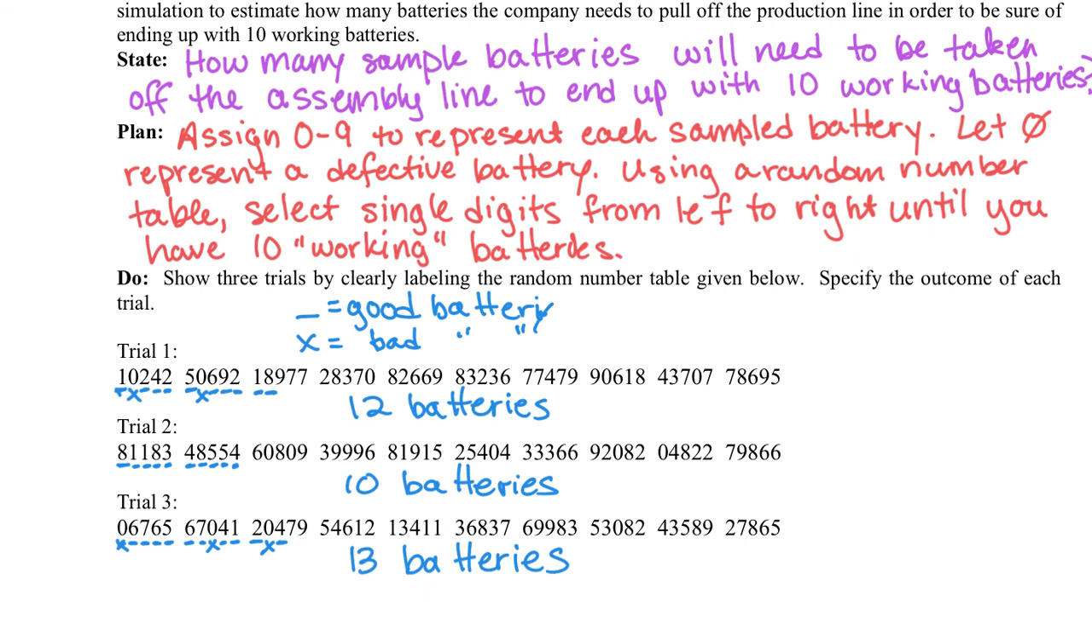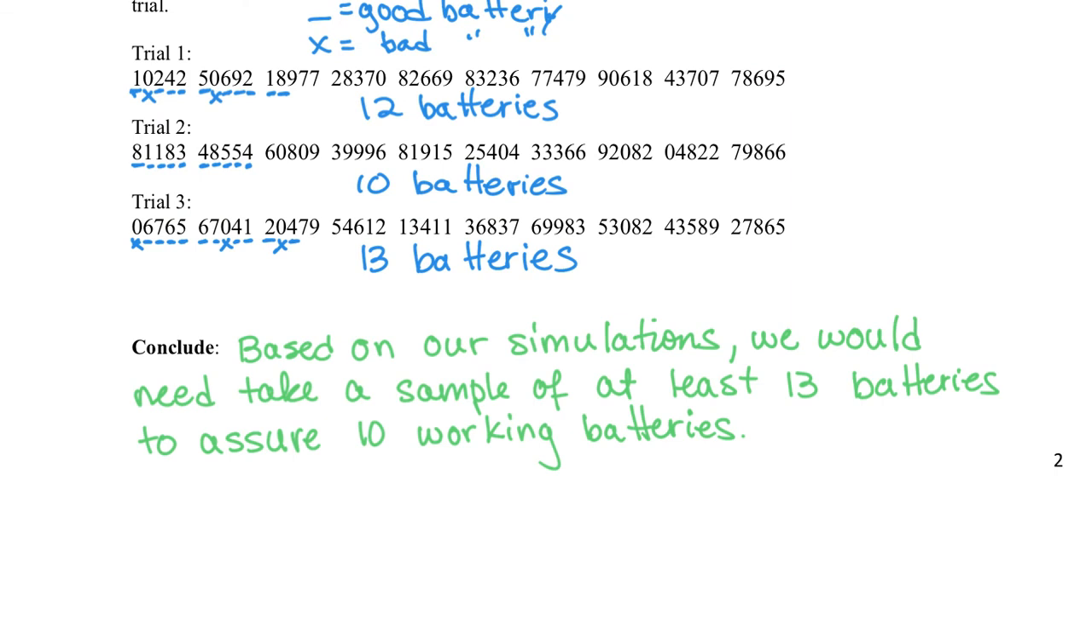So if I just went with these 3 trials, I might want to do a few more, but if I just went with these 3 trials, I would need at least 13 batteries to make sure I would always get 10 batteries. I'm going to conclude with, based on our simulations, we would need to take a sample of at least 13 batteries to assure 10 working batteries.